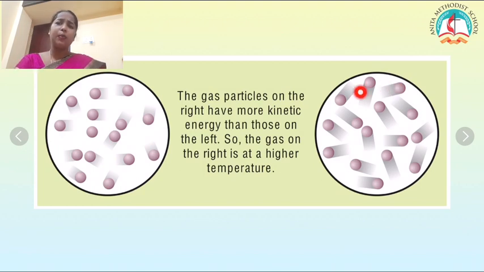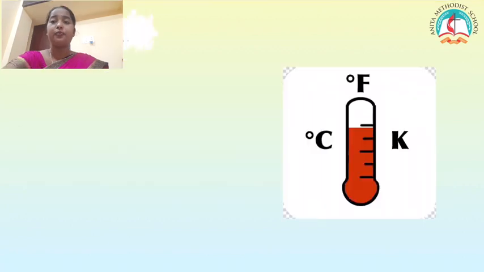Now look at this picture, children. The gas particles on the right have more kinetic energy than those on the left. So the gas on the right is at a higher temperature. So this is how we measure temperature.